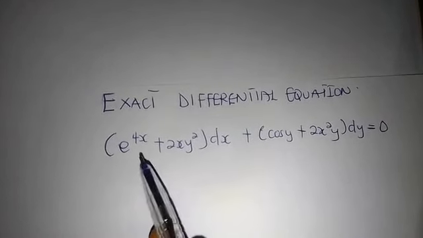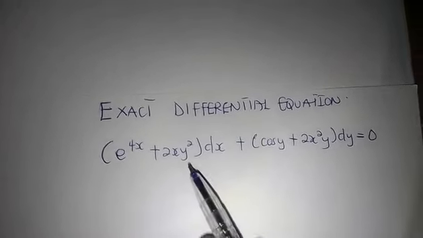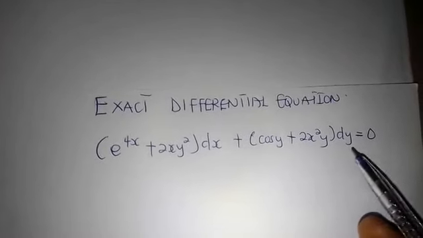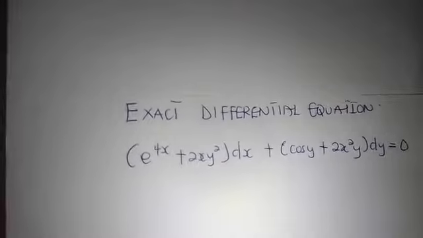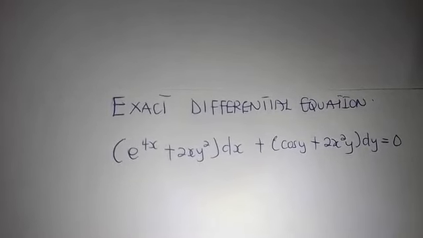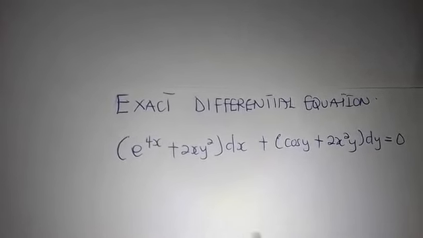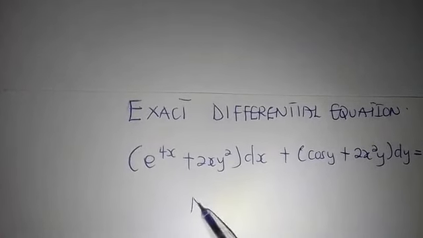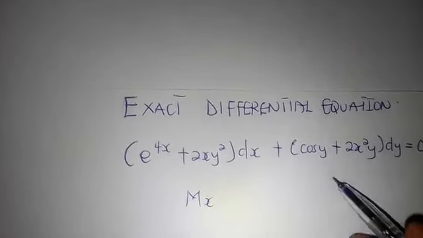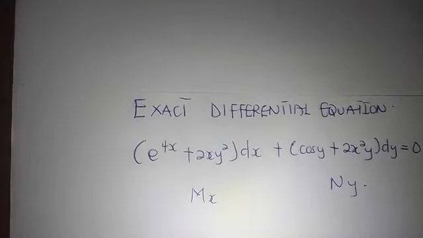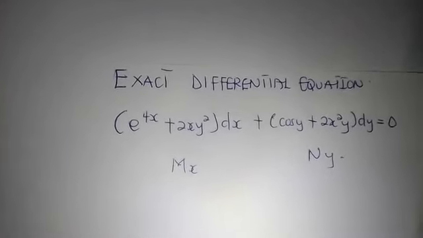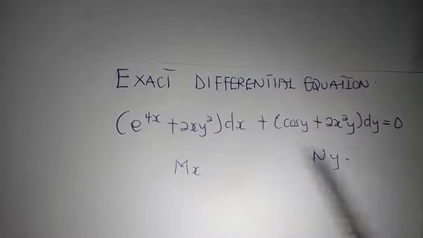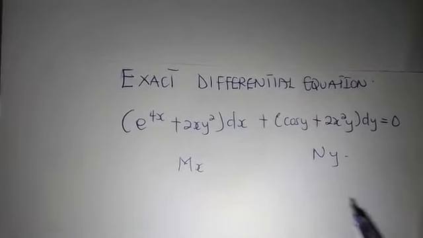So you have (e^(4x) + 2xy^2) dx + (cos y + 2x^2 y) dy = 0. As we have talked about in my previous videos, an exact differential equation is always in the form where we have the partial derivative with respect to x, then the partial derivative with respect to y. So our aim is to reverse this back to the implicit equation that we differentiated to get this form. That is all about exact differential equations.